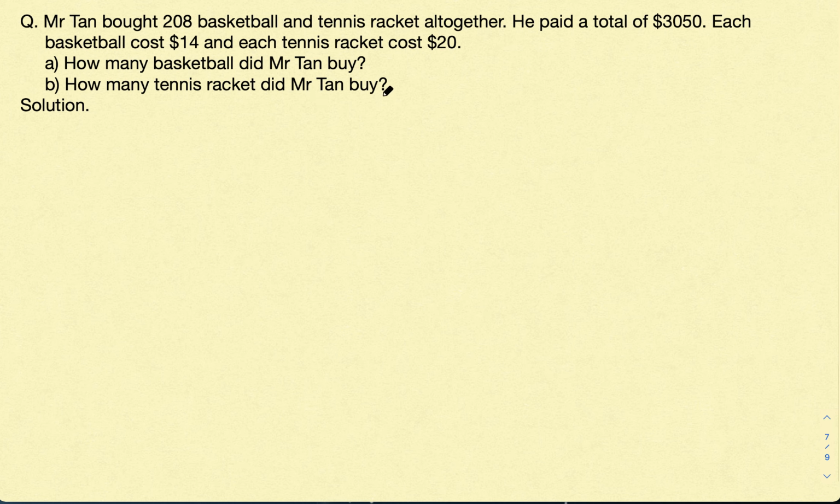So basically what we need to find out is, out of the 208 sports items which Mr. Tan has bought, how many were basketballs and how many were tennis rackets, right? And we also know that the total amount he paid for 208 sports items was $3,050, and we also know the cost of one basketball, which is $14, and one tennis racket, which is $20. Okay, so we can have a basketball here.